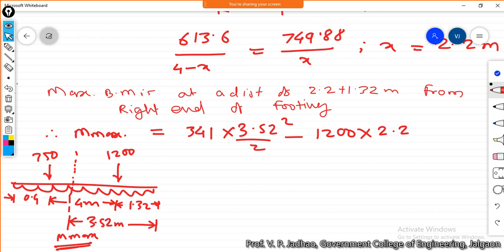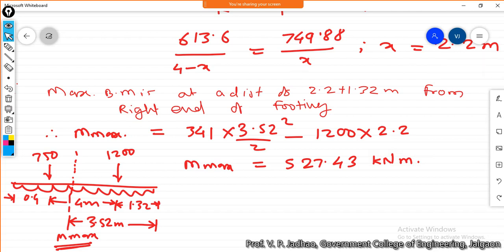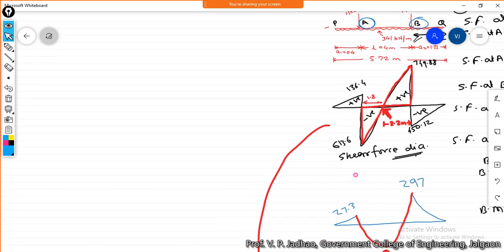So this maximum bending moment M max, just solve this equation, you will get M max is equal to 527.43 kilonewton meter. Now what we have to do, this is the maximum bending moment, just write down the value here only.